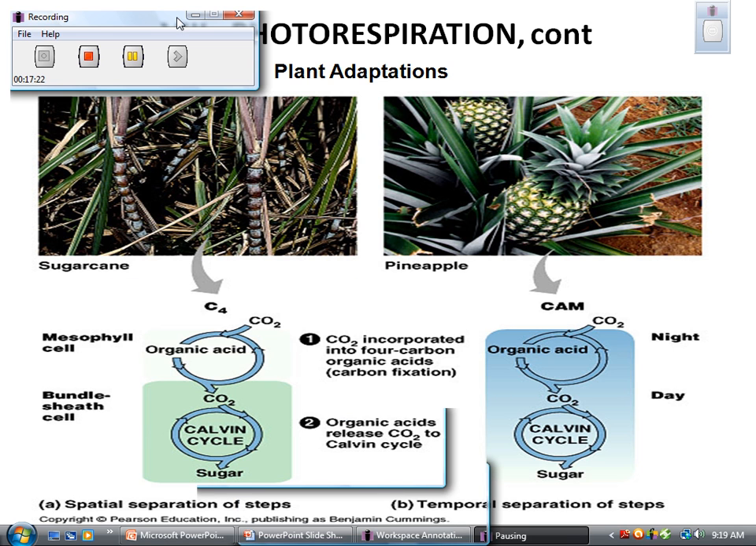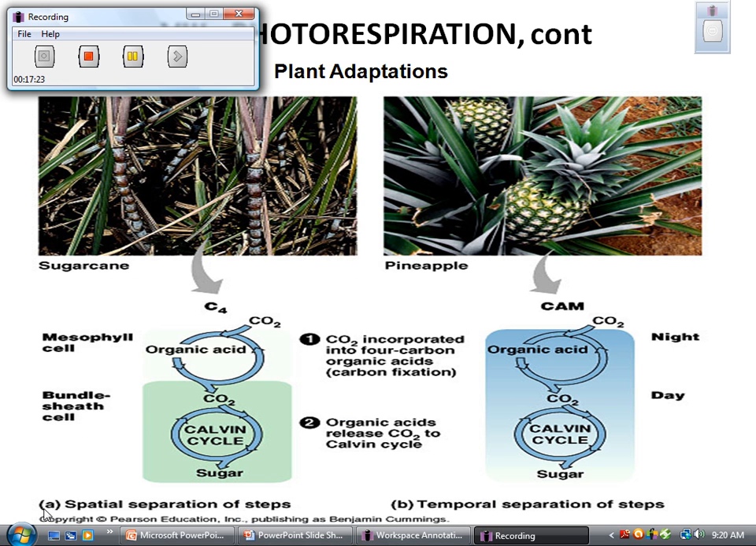And then just to finish it off, just to show you down here at the bottom, I didn't know if you saw the A, how it was labeled under C4 plants, spatial separation of steps, meaning that during this process it's in two different types of cells to go through the incorporation of the carbon dioxide and then the production of the sugar, whereas in CAM plants, the temporal separation means day and night, 2 times of the day in order to get the carbon dioxide and then use it for the sugar.